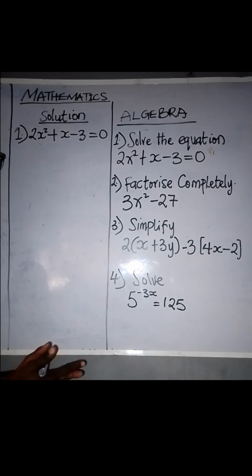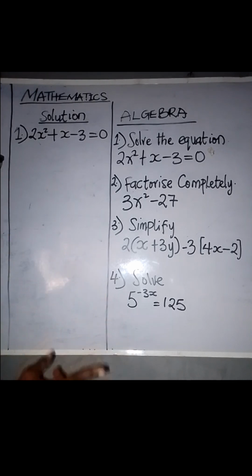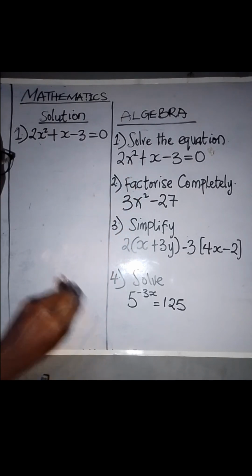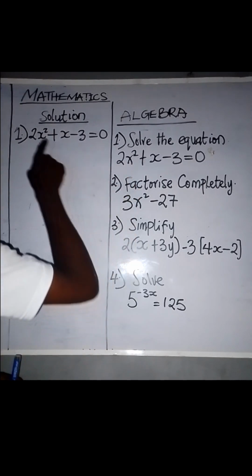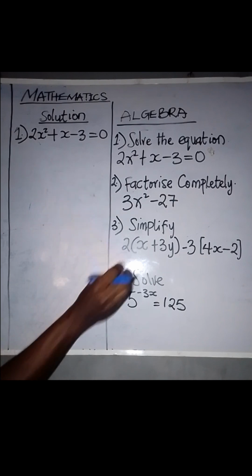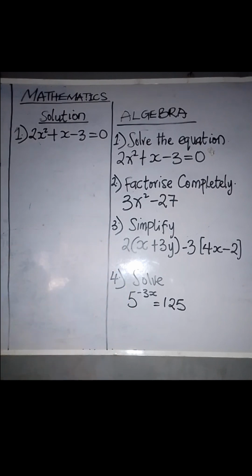Since it's a quadratic equation, the first thing I have to use is to look at the product and the additive factor. There are 2 things to look out for when you have a quadratic equation. How do I identify a quadratic equation? Because of the squared term. They have 2x squared, so it's a quadratic equation. The first thing I have to look for is the product and the additive factors.